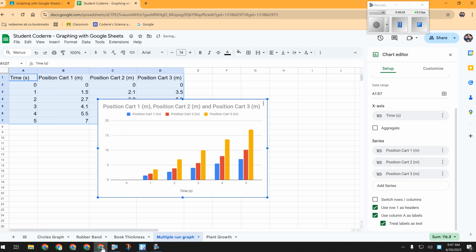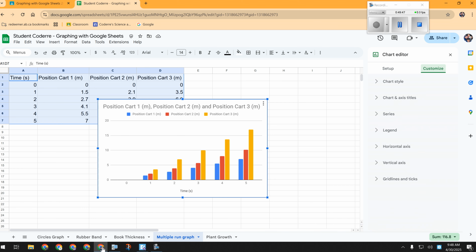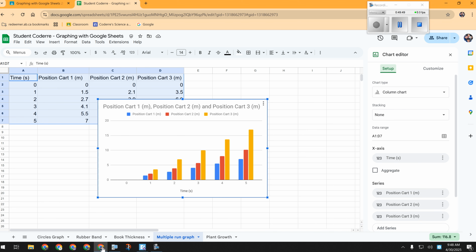Oh, look what it did. Google often gets confused when you have more than one data set. So here's how we fix this. Is everybody to this point where it's got the bar graph? Okay, so here's what we need to do. We need to go to setup, and right here at the top, oh sorry, no, customize. Nope, setup, come on, where is it? There we go. Chart type.